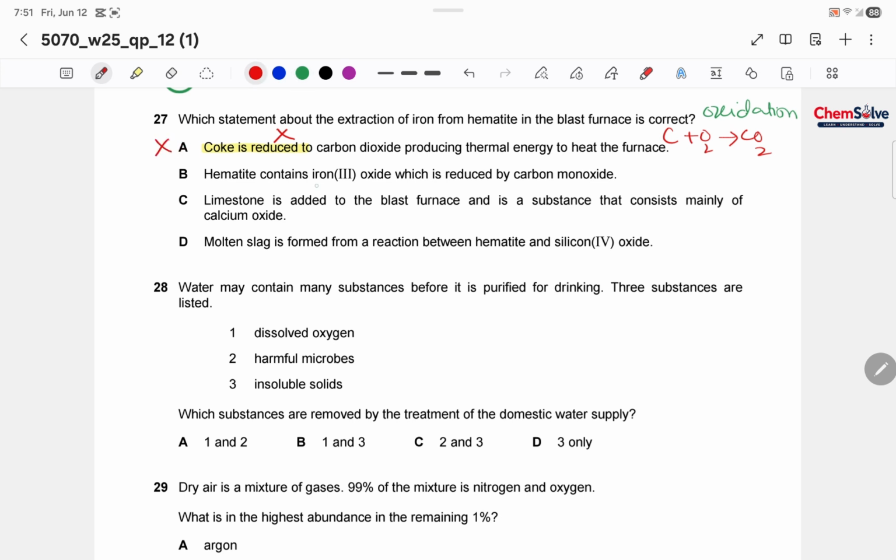Hematite contains iron 3. Yes, this is a correct statement. Hematite is Fe2O3. It contains iron 3, which is reduced by carbon monoxide. Yes, this statement is correct as well. According to the equation, you can see it reacts with carbon monoxide and produces carbon dioxide and also molten iron like this. So I believe option B must be correct.